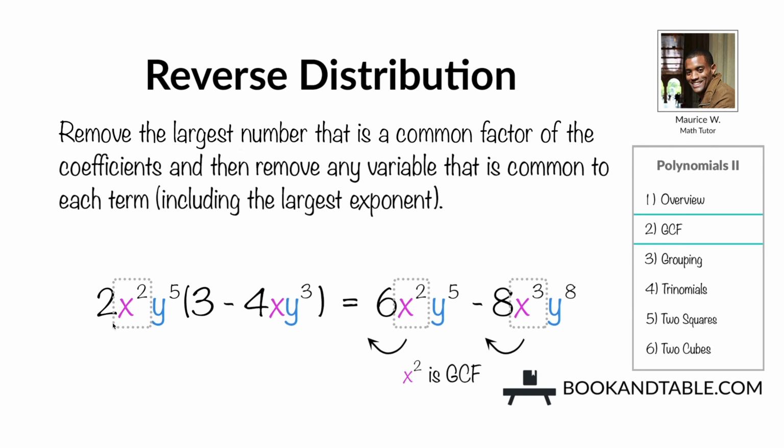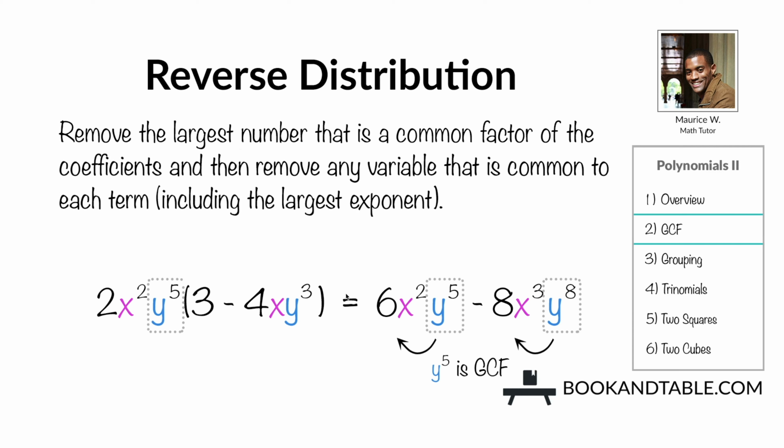We then want to go to each individual variable. So we'll start with the x's. We have x squared and we have x to the third. X squared is common in both. You have 2 x's in both. You do not have 3 x's in both. So x squared is the greatest common factor, so we take that out.